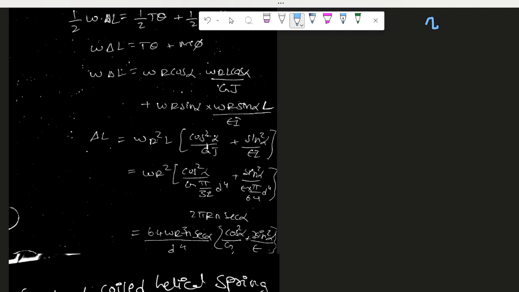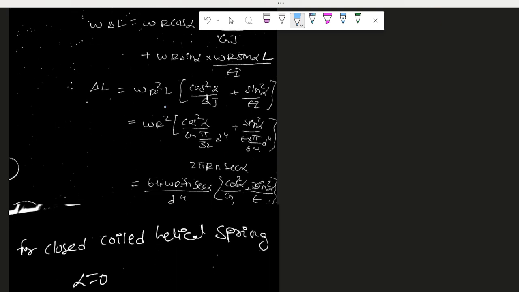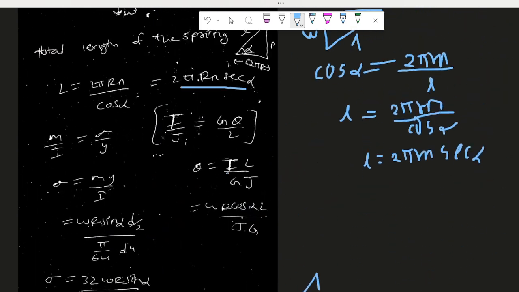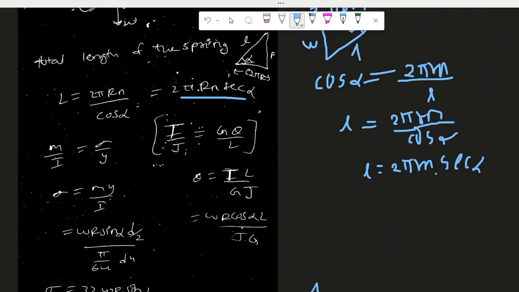J equals the polar moment of inertia for a circular section, pi by 32 d power 4, and similarly I is the moment of inertia, pi by 64 d power 4. L is the total length of the spring, equal to 2 pi r n secant alpha.